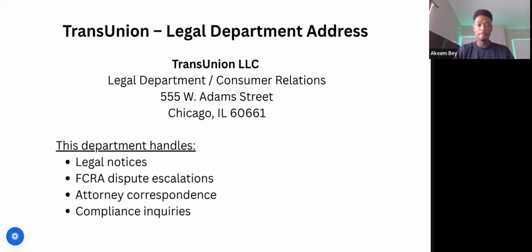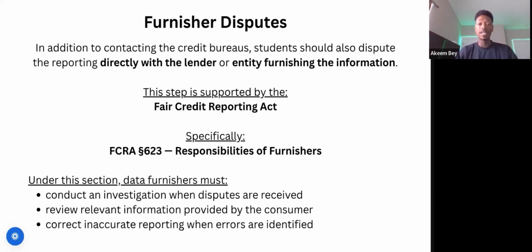TransUnion, their legal department address is TransUnion LLC, legal department / consumer relations, 555 West Adams Street, Chicago, Illinois, 60661. And this department, they handle those legal notices, notice of intent to sue, FCRA dispute escalations, attorney correspondences, and compliance inquiries.